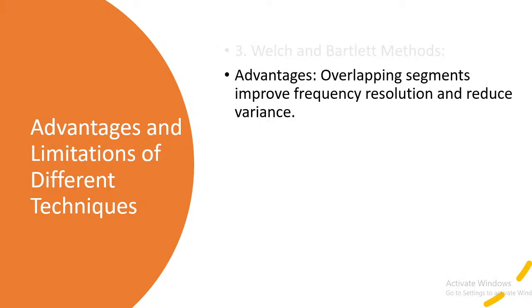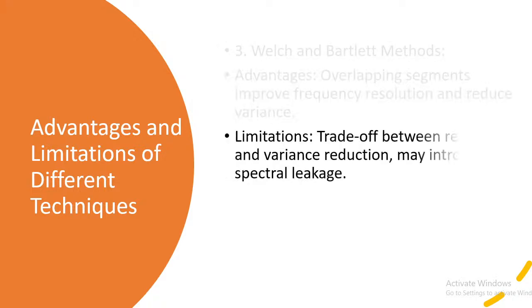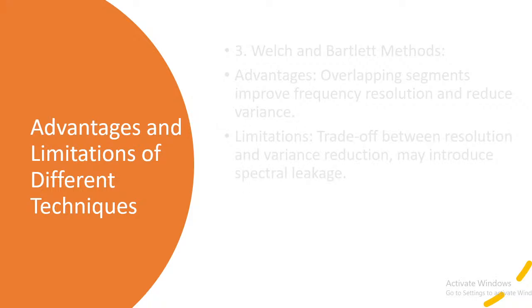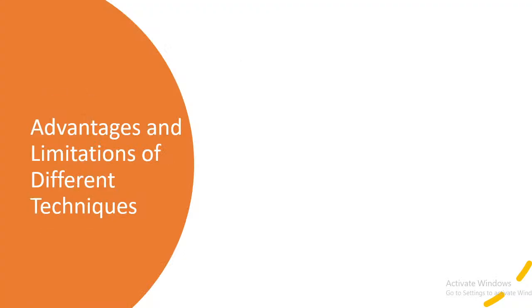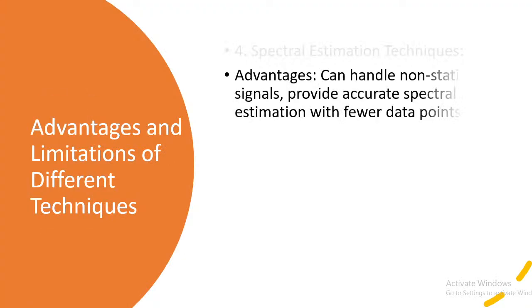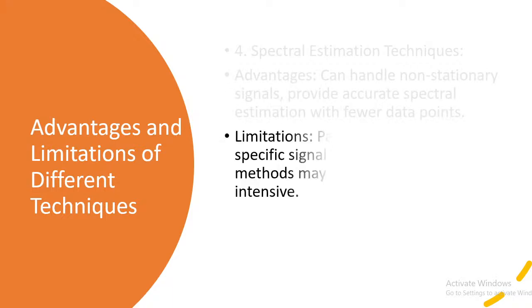Advantage is overlapping segments improve frequency resolution and reduce variance. Limitation is there has to be a trade-off between resolution and variance reduction. Because of that there can be spectral leakage. Next. Then spectral estimation techniques. They can handle non-stationary signals, and provide accurate spectral estimation with fewer data.